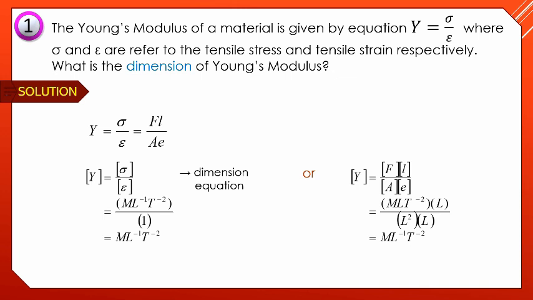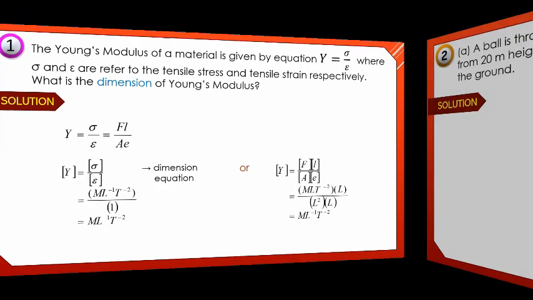Another way to solve this question is we use the derived equation for the Young modulus, which is FL over AE. We substitute the dimension for F, L, A and E, so you will get the same answer.